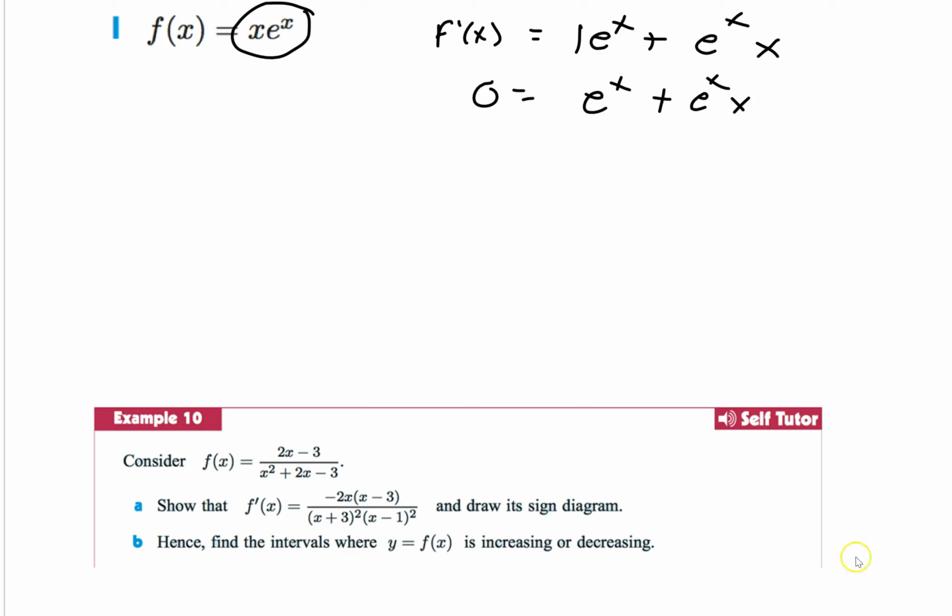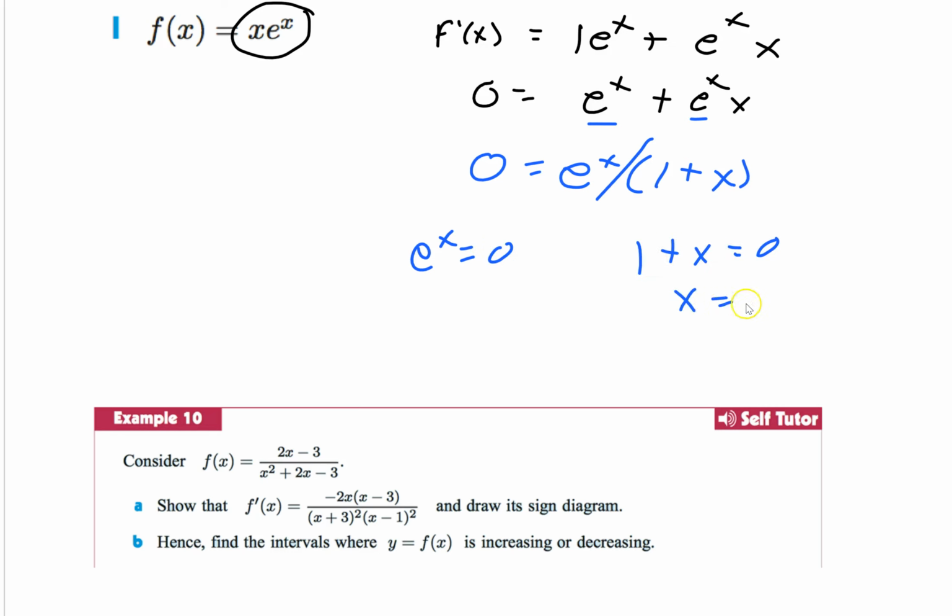The way I solve this is, you gotta notice they both have an e to the x. Let's factor. You get 0 equals e to the x times 1 plus x, because you took the e to the x out and left a 1. Split it. e to the x equals 0. 1 plus x equals 0. x equals -1. That's a critical point.